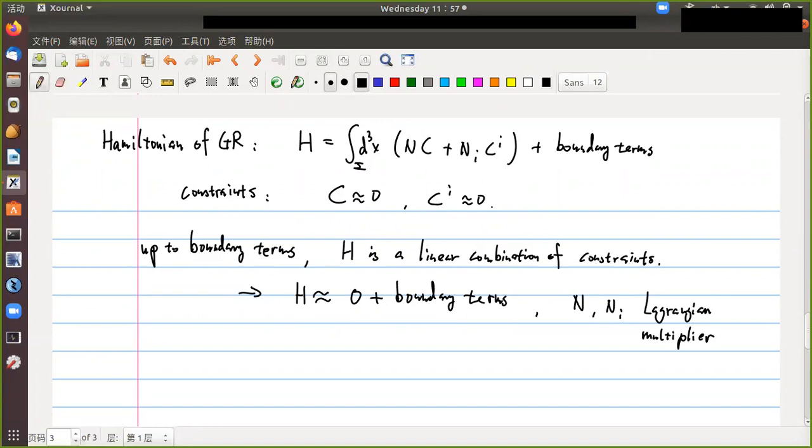So the coefficients in front of the constraints are Lagrange multipliers. Probably in classical mechanics you have seen some examples of constrained mechanics, where you have some parameters in front of the constraints. They are Lagrange multipliers, and you have no dynamics. So here you can see that the lapse function and shift vectors behave as Lagrange multipliers. They have no dynamics. They are just a coefficient in front of constraints. So you can safely ignore them from the phase space.